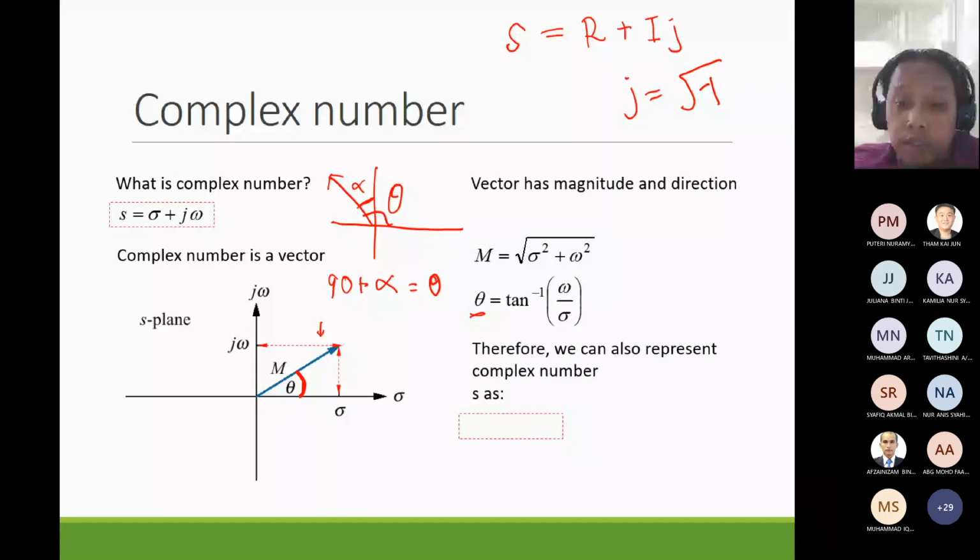Therefore, we can also represent the complex number using only magnitude and direction. So we write it like this: S equals M, angle theta. The angle symbol here means the angle. So magnitude M, angle theta.